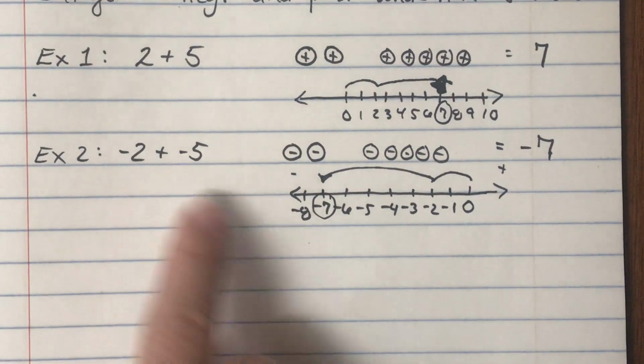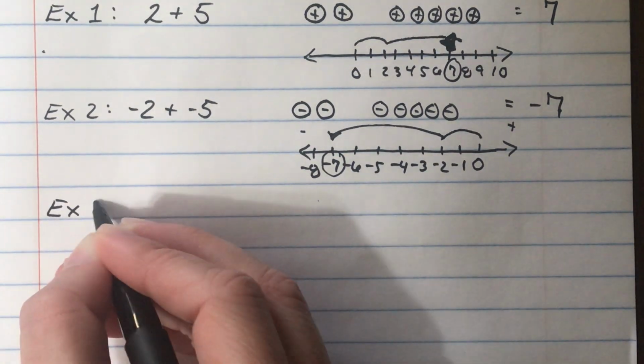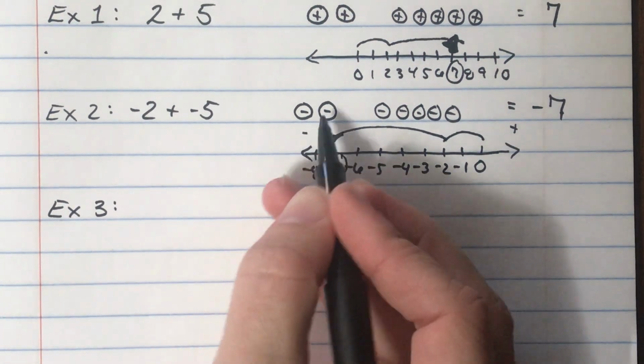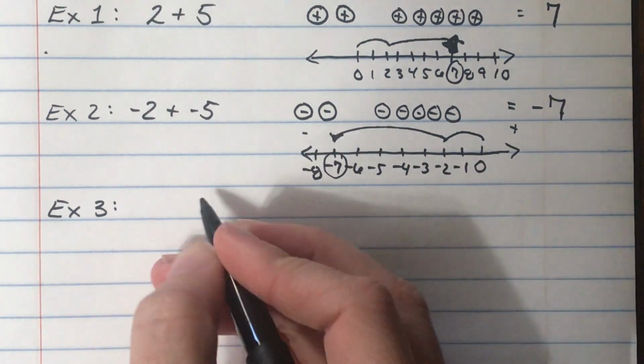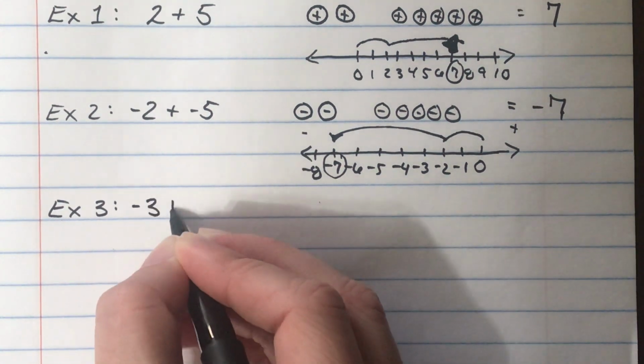All right, so I want you to try one of these in example number 3. And then we're going to look at what happens when you add a negative and a positive number together. So go ahead and try this. See if you can model it with the chips and the number line, and then we'll go over it together. Let's do -3 plus -2.